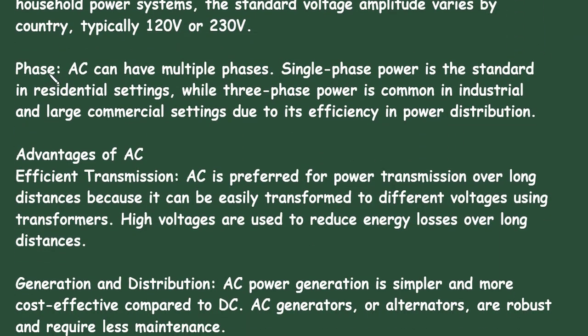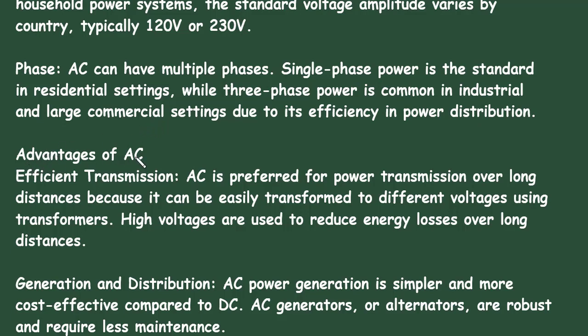Then next is phase. AC can have multiple phases. Single phase power is the standard in residential settings, while 3-phase power is common in industrial and large commercial settings due to its efficiency in power distribution. So AC supply is of single phase or of 3-phase.